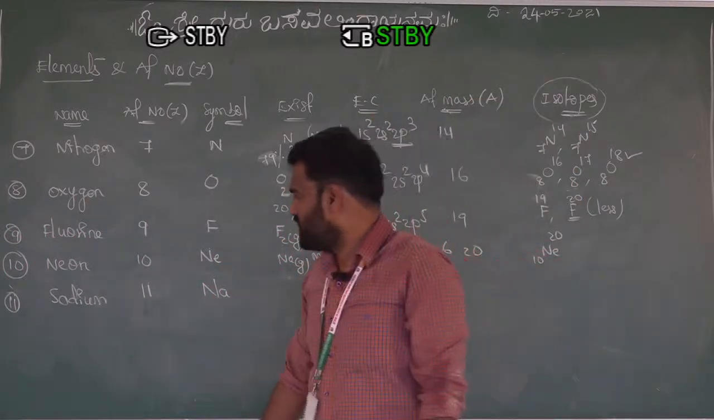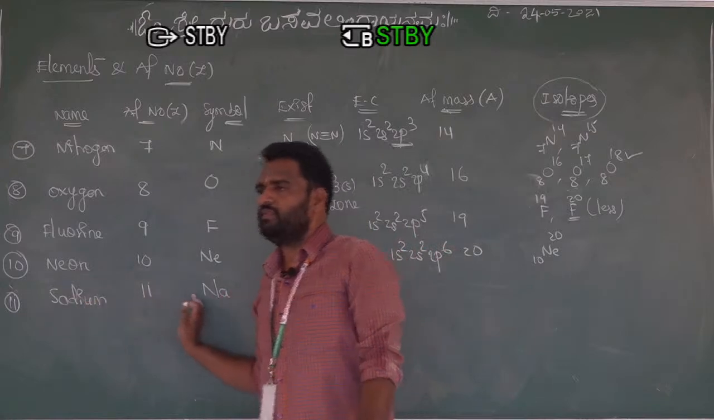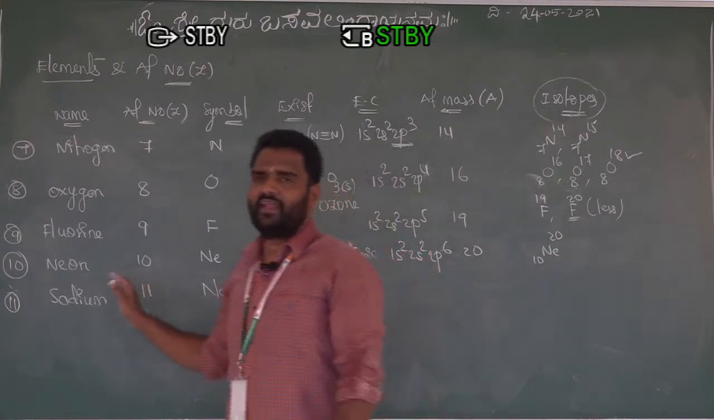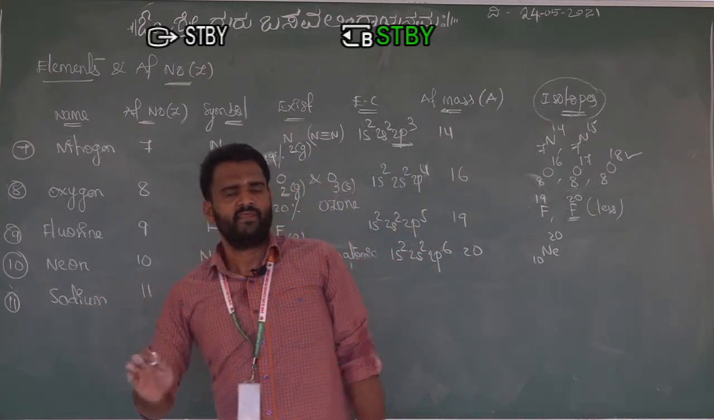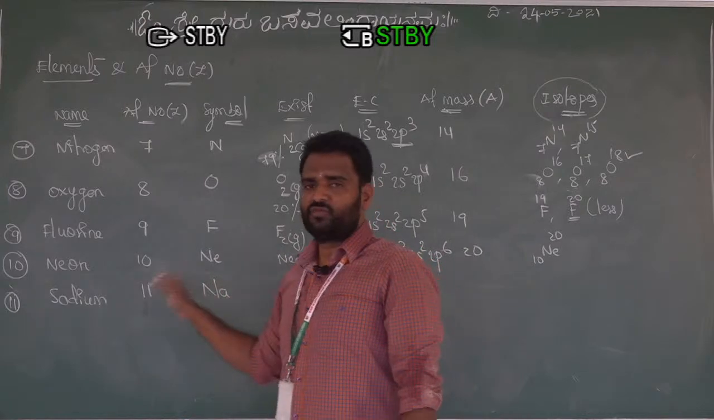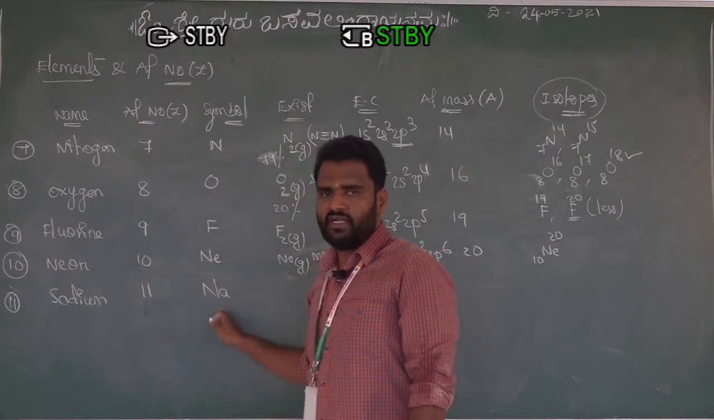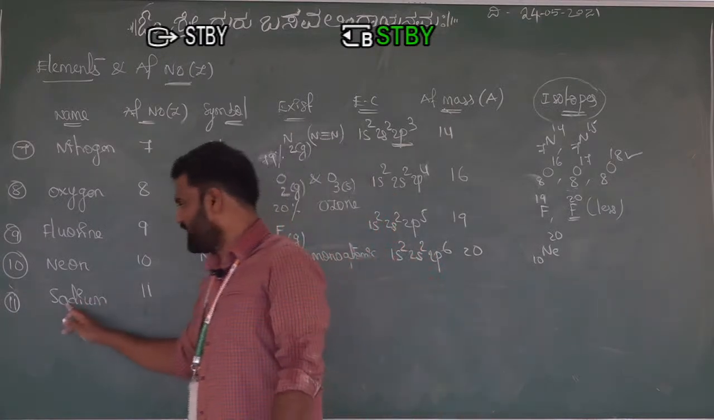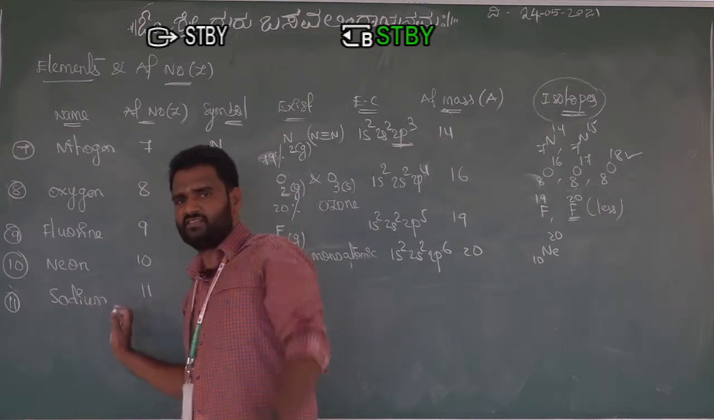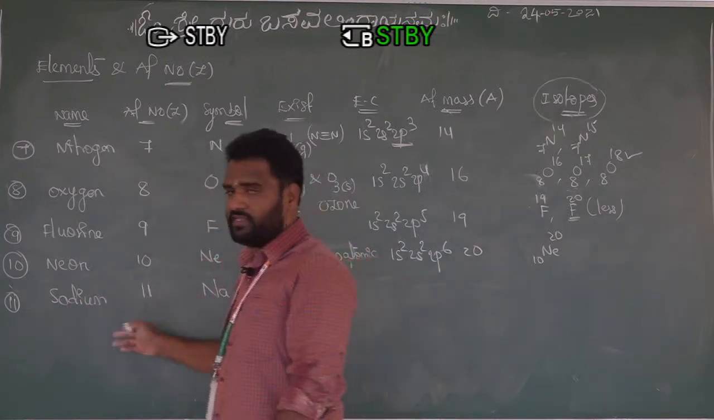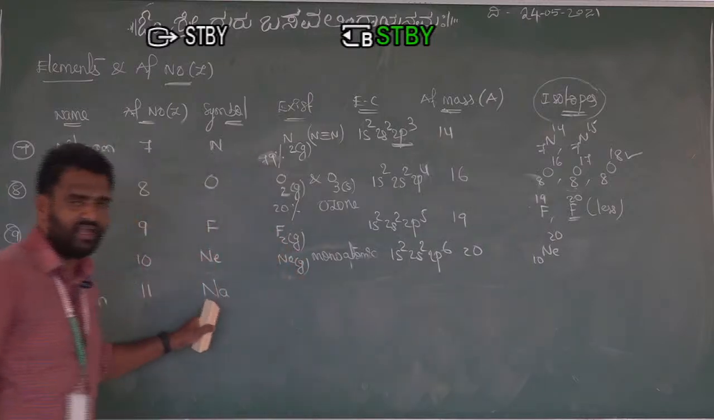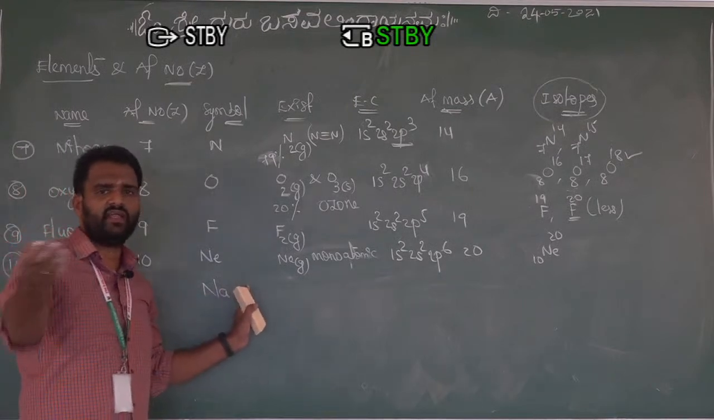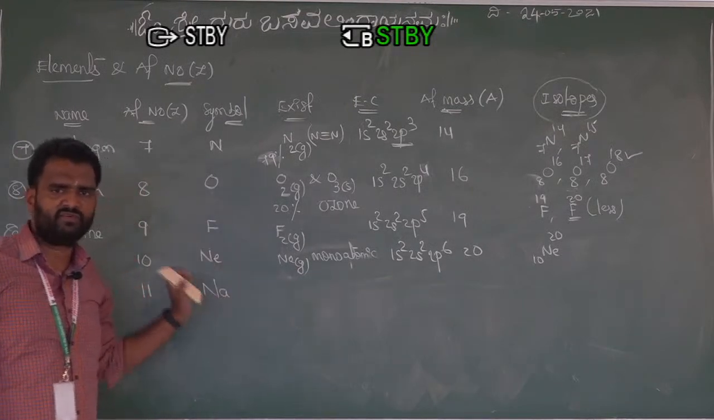Sir, for sodium we should take S as the symbol, but here we are using Na. How is it written as Na? Na comes from natrium, which is the Latin name of sodium. Taking the first two letters, N and A, its symbol is Na. If you write S for sodium, sulfur already has that symbol. So to avoid that, we take the Latin name of sodium, natrium. You may have studied Latin names of elements in your 8th and 9th standard.